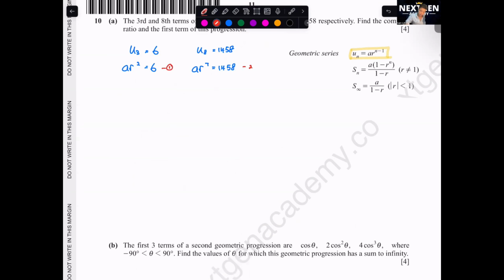Let's call these equation 1 and equation 2. You take the bigger power, so equation 2 divided by equation 1: a r to the power of 7 over a r squared equals 1458 divided by 6. This is the fastest way because the a's cancel off. r to the power of 7 over r squared is r to the power of 5, and 1458 divided by 6 gives 243. Fifth root it, we get 3. So r is equal to 3.